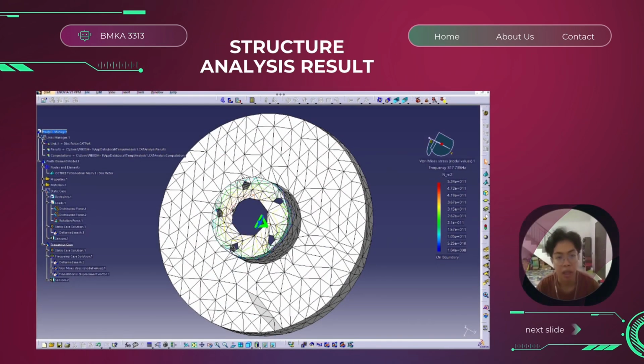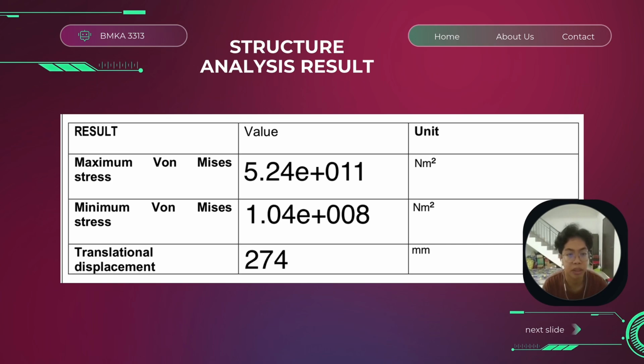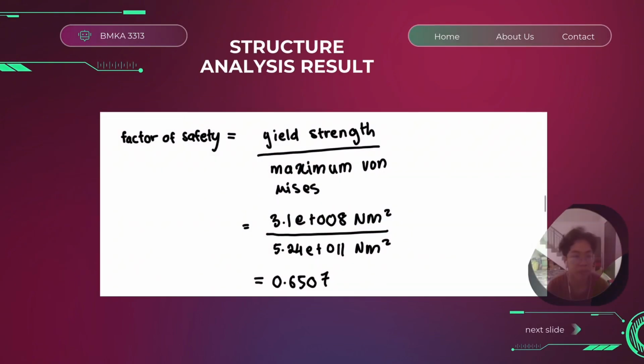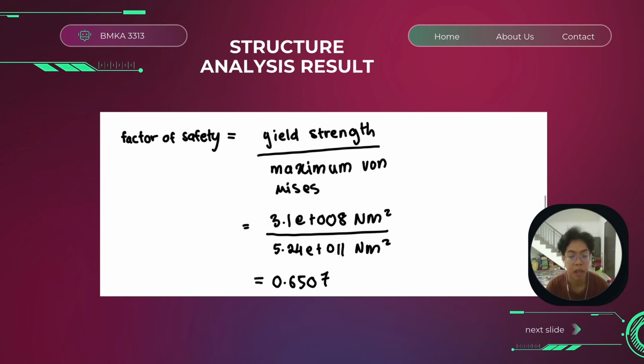My name is Hanif. Today I am going to present our group's von Mises stress results. Here we can see the design, where we are using CATIA to design our rotor disc. Next we can see the maximum von Mises stress is 5.24E+11, and the minimum von Mises stress is 1.04E+08. The translational displacement is 274 millimeters. Our factor of safety, the yield strength divided by the maximum von Mises stress, is 0.6507.